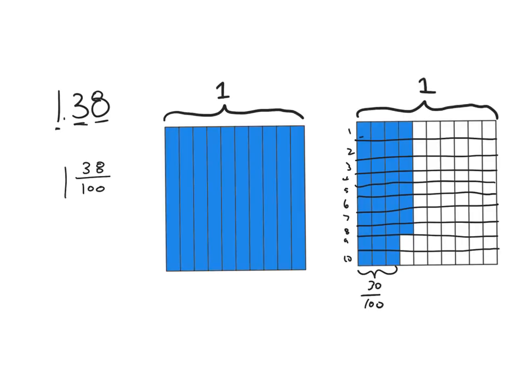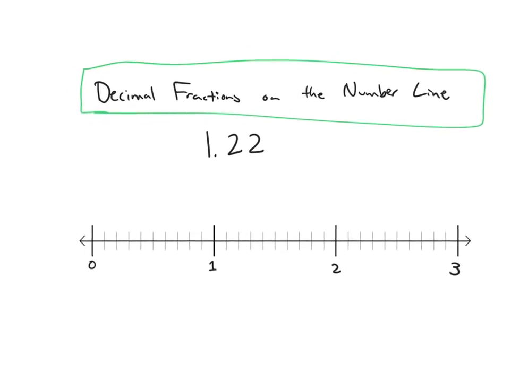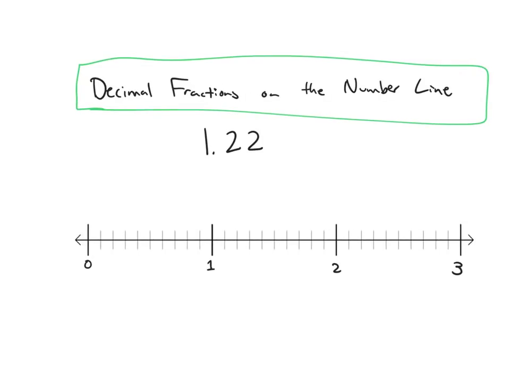So that's the first strategy, extending our understanding of the area model, now including hundredths like we did in this area model right here. The second strategy we're going to be looking at today is representing decimal fractions on the number line. So I'm going to be using the example of 1 and 22 hundredths from our previous problem and show how we can represent that on the number line.